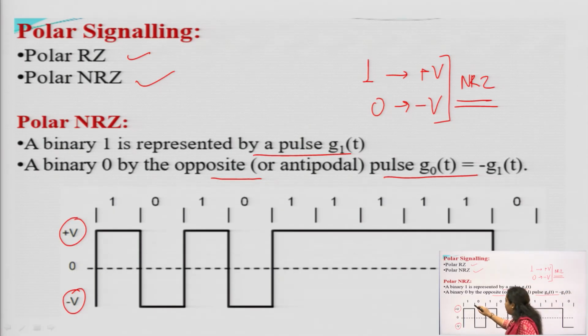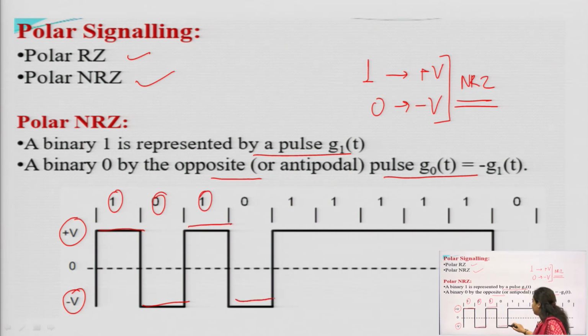You can see over here that for 1 plus V will be there, for 0 minus V will be used, for 1 plus V will be there, for 0 minus V will be there. So, this is how you have to draw this line coding for the polar NRZ.